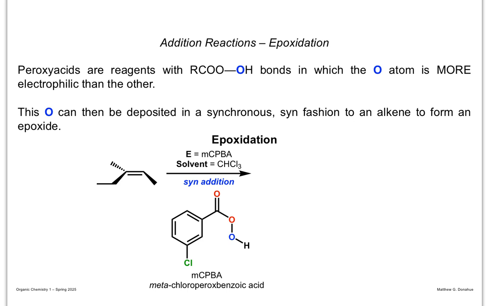So the next reaction is called epoxidation. So what is an epoxide? So in general, it's a 3-membered ring that's an ether.